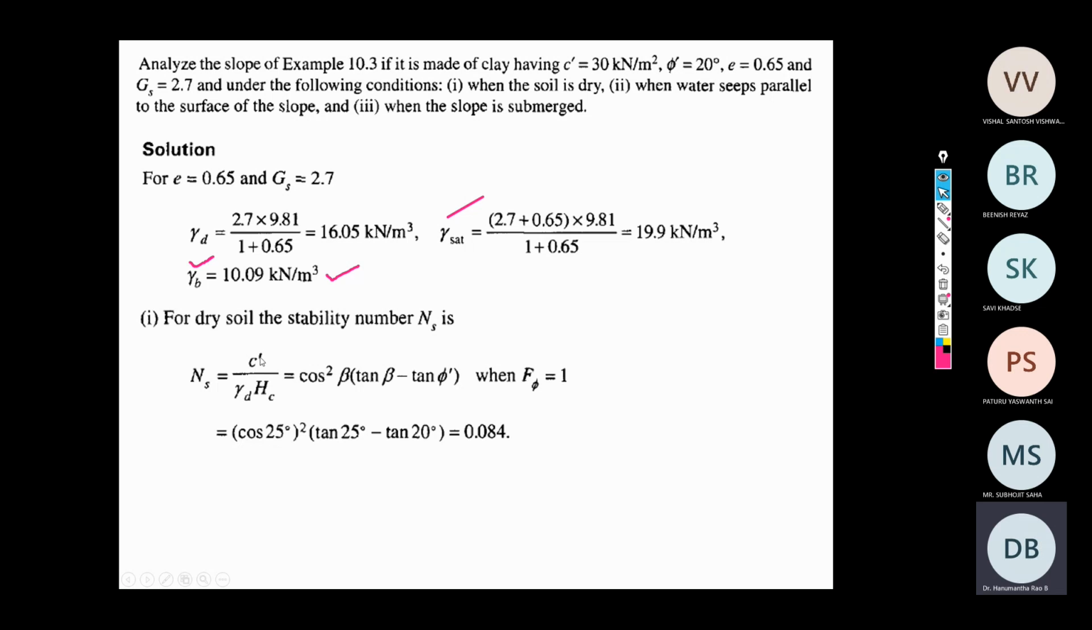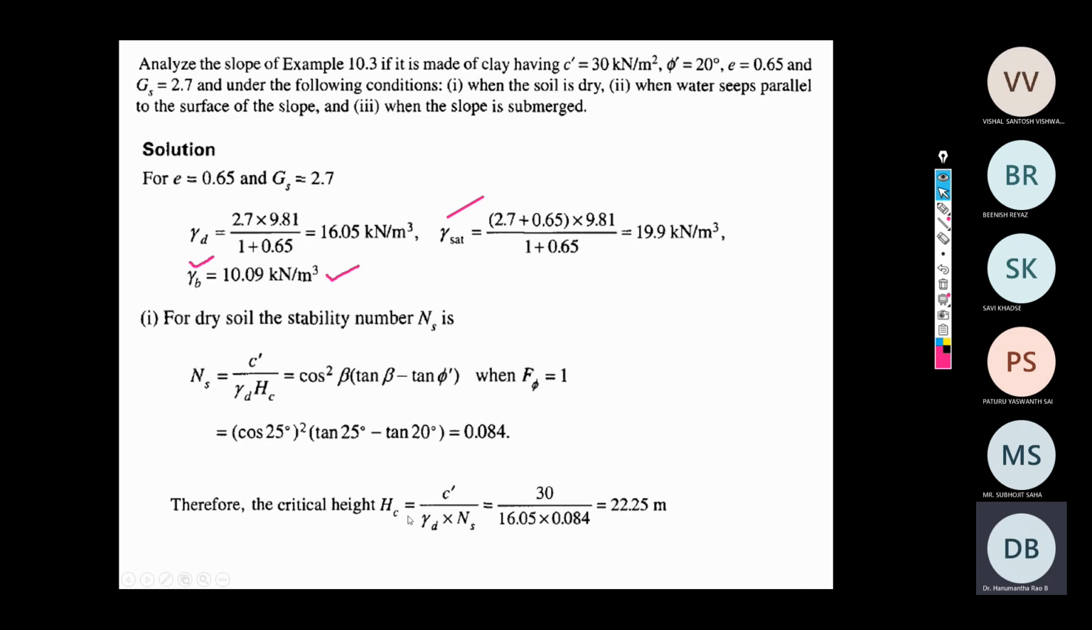Now c dash is given. The height of the slope you need to determine. Beta, that is the slope angle, is 25, which is also given, and phi, the angle of internal friction, is 20. So everything has been given. The only unknown is Hc, that is the height of the slope. So substitute all the parameters into this equation, and then calculate the critical height of the slope, that is Hc.